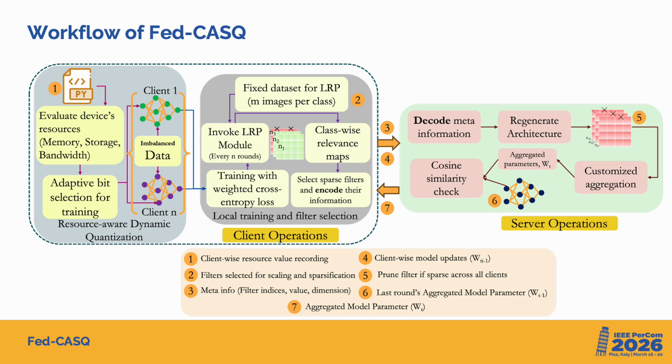After local training, the client sends the model updates plus meta information, which are the indices, values, and dimensions of the sparsified filters. On the server side, we reconstruct the original tensor shapes from the compact representation, then do aggregation. We use a cosine similarity check between successive global models as a lightweight guard against catastrophic forgetting in noisy quantized updates.